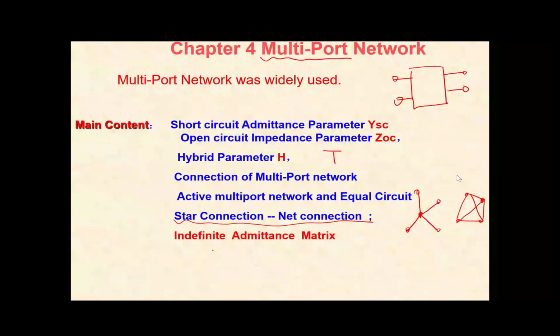And at last, we will discuss the indefinite admittance matrix, IAM. And this will be the emphasis of this chapter.